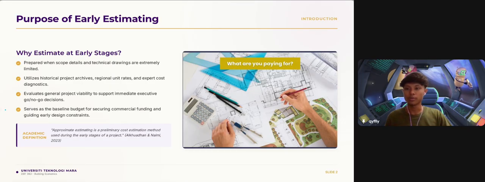So, for the purpose of early estimates, why do we estimate so early when we barely have any details? It is because the client needs to make a quick decision on whether the project is financially possible. Since the drawings are limited, we use data from past projects, local prices, and expert advice to create a static budget. This budget helps secure bank funding and set spending limits for the design.